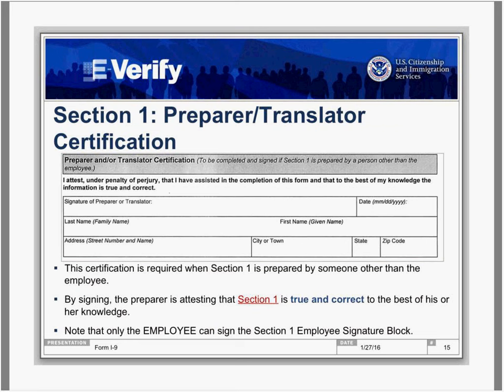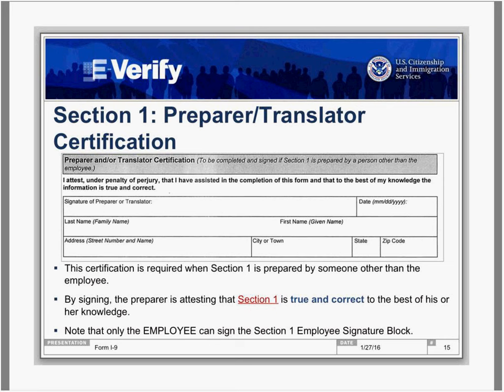Bottom of the first page, the preparer and translator certification block. This is not completed by the employee. When this is completed, it's pretty much defined in the title: if you have to help someone prepare the I-9, or the I-9 needs to be translated to an individual, whoever prepares the I-9 or has to do the translation needs to complete this block right here.